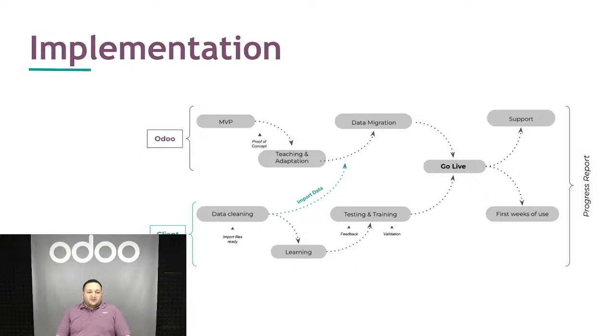And along this process, we have the progress report, which is, let's say, a weekly or bi-weekly meeting to discuss all the updates and what are the pending points, what are the to-do points on our end as Odoo and on their end as the client.